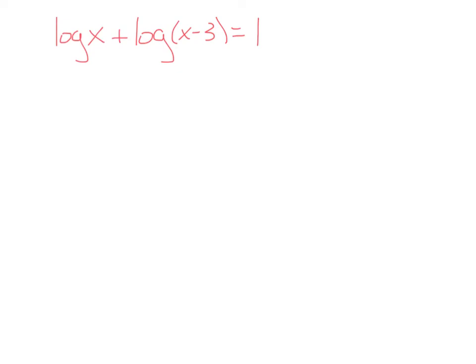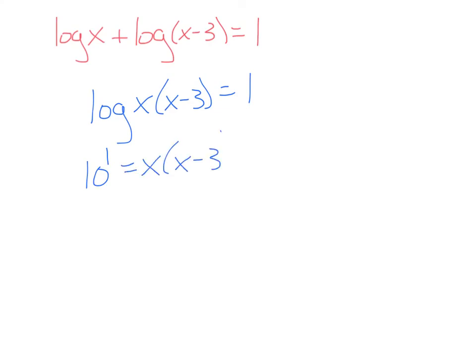So for this example, we're going to use the idea of the product property of logarithms, and that's talking about how adding and multiplying are related. So since we have the same base on both of our logs, we can rewrite this as one logarithm, log of x times x minus 3 equaling 1. Okay, I'm going to now switch this into its exponential form. Remember, this is a base 10. So this is really 10 to the first equals x times x minus 3.